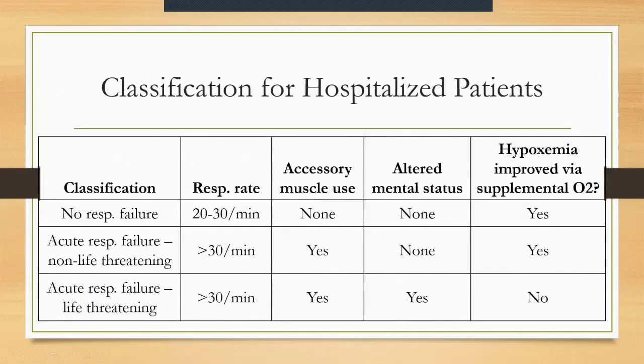Classifications for hospitalized patients. This is just some neat information. As far as classifying it as life-threatening or non-life-threatening acute respiratory failure versus no respiratory failure, you want to compare things like respiratory rate, accessory muscle use, altered mental status, and hypoxemia improved with supplemental oxygen. So looking at those, you can classify it a little more in depth.